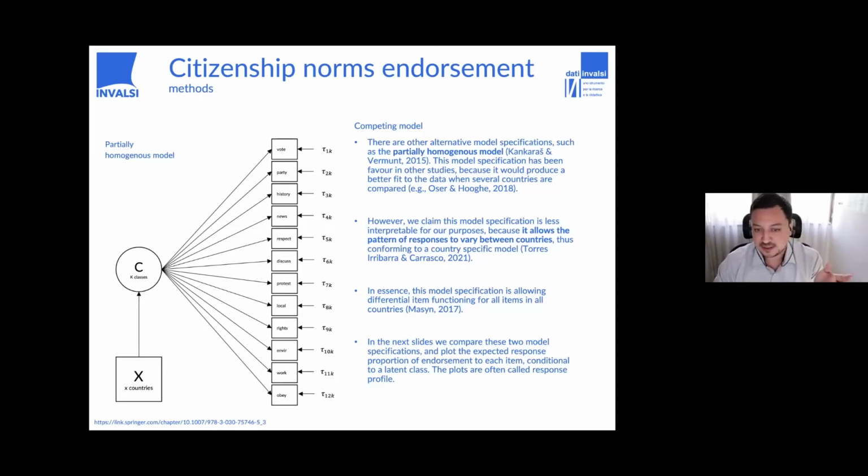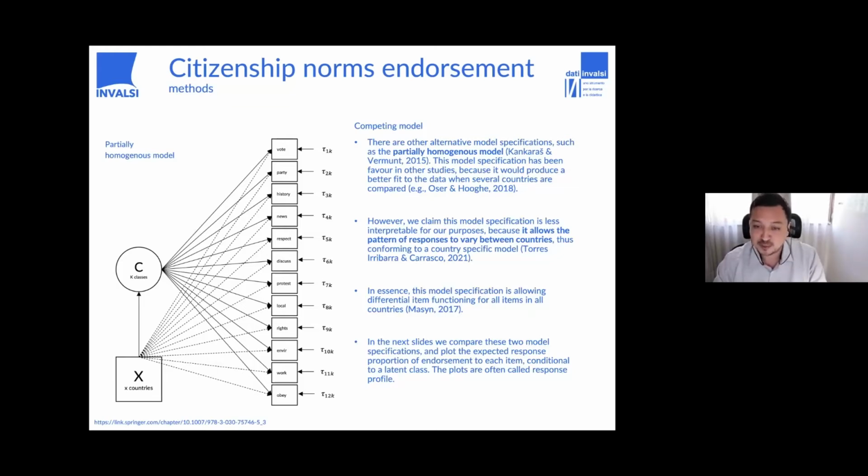This model specification includes additional fixed effects from the countries to the endorsement of each item at the same time. In the acyclic diagram that I have on the left, these are represented by this additional line from the X to the items. What we're claiming is that this model allows the pattern of response between countries to vary, and it can vary too much.